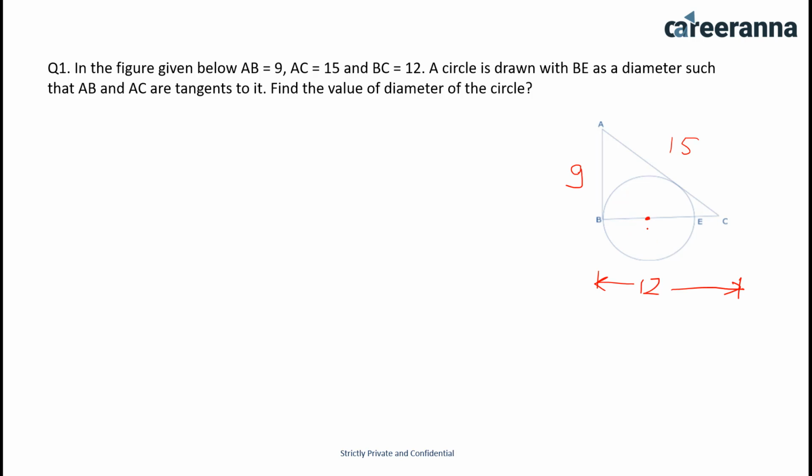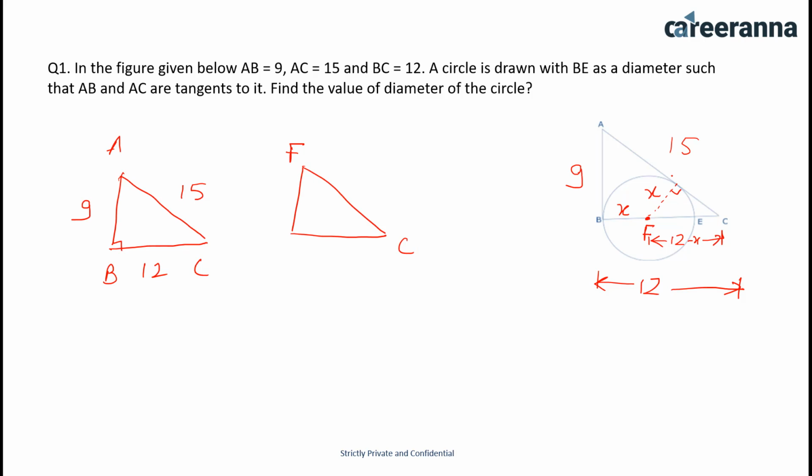Let's take the center of this circle as F, and the radius of this is X. So if this is X, this is also going to be X. This will become 12 minus X. Now for the two triangles, ABC is a right angle triangle, and again one more, FC. Let's take this point as K. So FK is equal to X and FC is equal to 12 minus X.